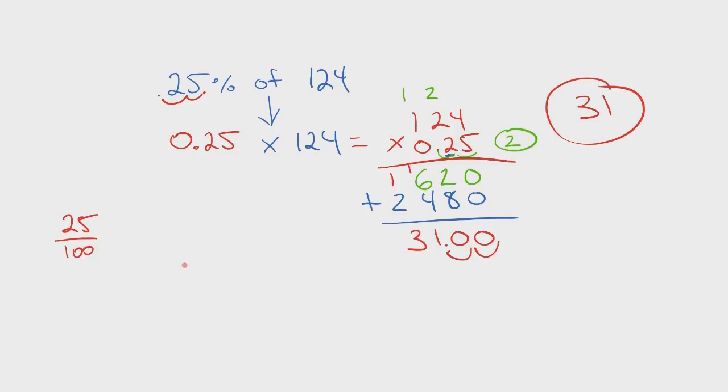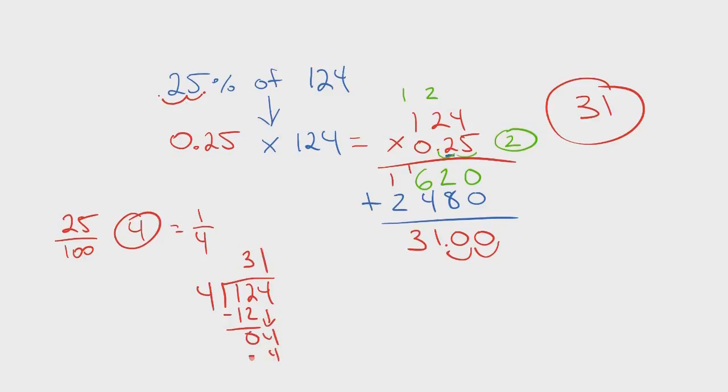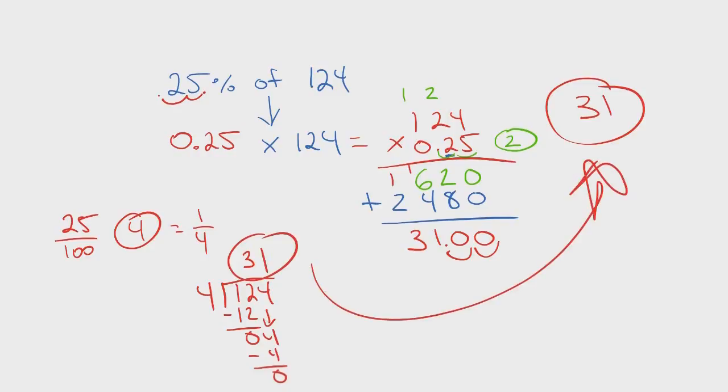Well, if you think about money, how many quarters go into a dollar? 4. So if you have 25 over 100, you have 1 quarter, or a fourth. So all you had to do with this 124 is divide it by 4. And 4 goes into 12 3 times. That gives you 12. 0. Bring down the 4. You get 4. You subtract. You get 0. You got the same answer as over here.